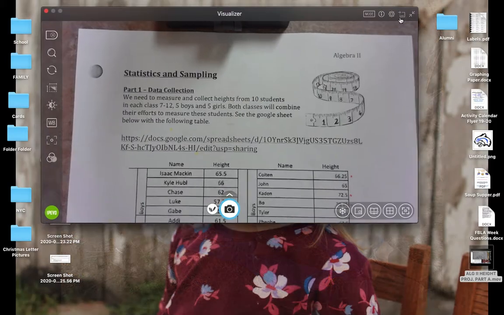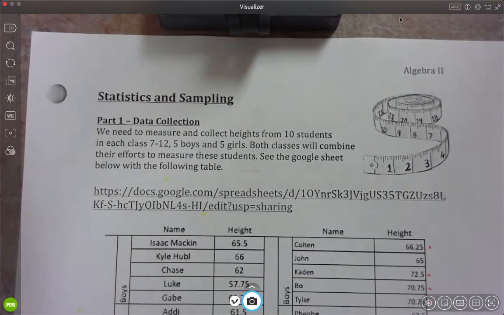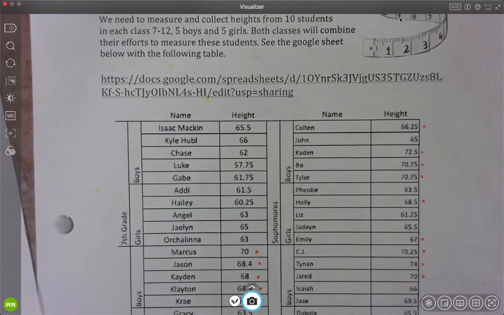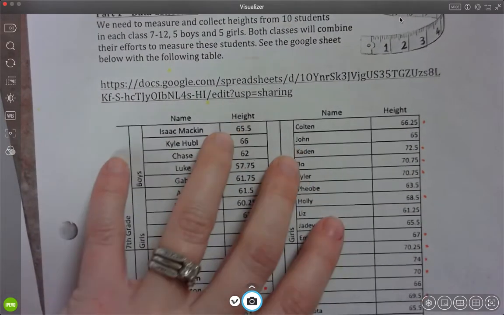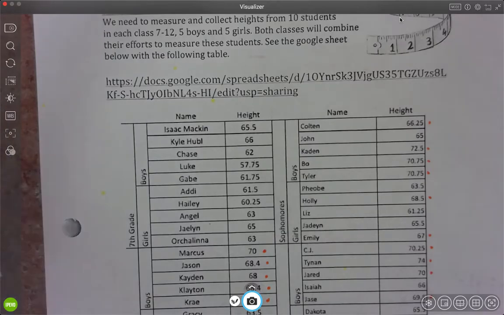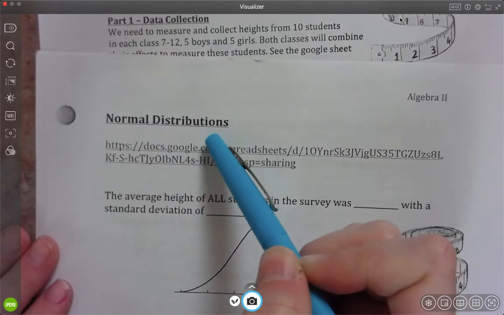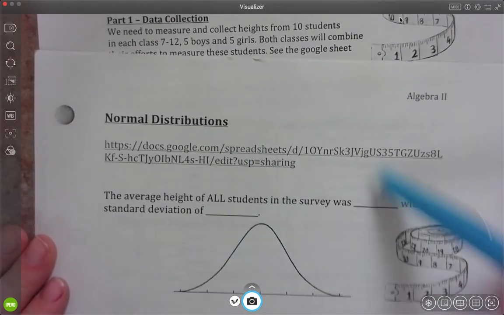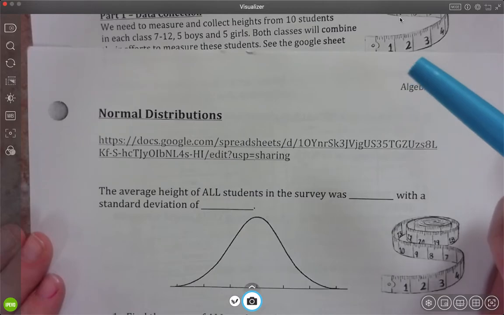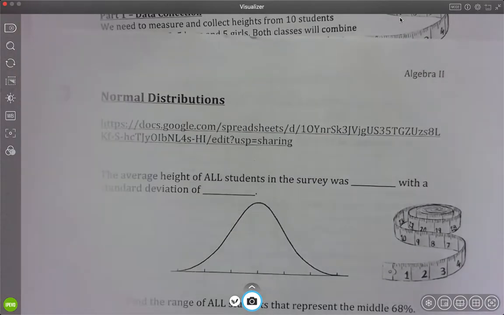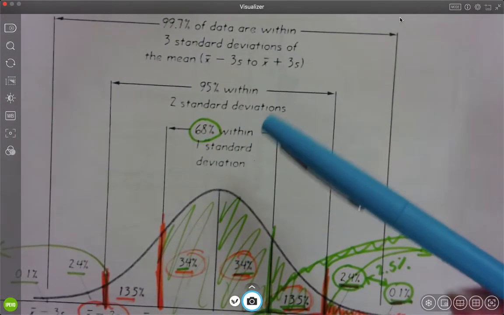Okay, Algebra 2, this is the second part of the height data that we started to look at in the last video. You're probably going to want to have this sheet handy, but the one that we're going to work with is called normal distributions, and this goes with section 8.6. The last section that we did talked about the empirical rules, so it might also be helpful to have the empirical rule sheet out.